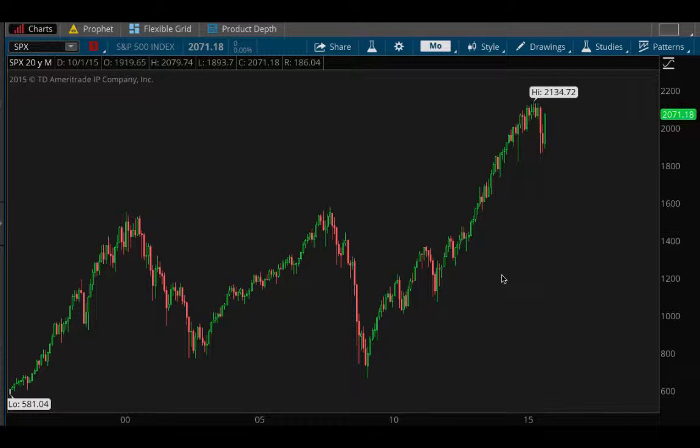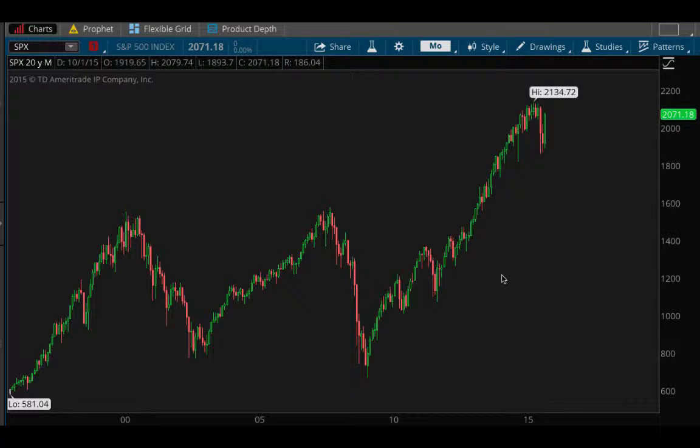In this lecture, I'm going to show you how you can use Fibonacci extensions to determine possible areas of support and resistance. I want to start with the S&P 500. This is a monthly chart that goes all the way back to around 1990. Now, as you can see, there have been three tops so far.